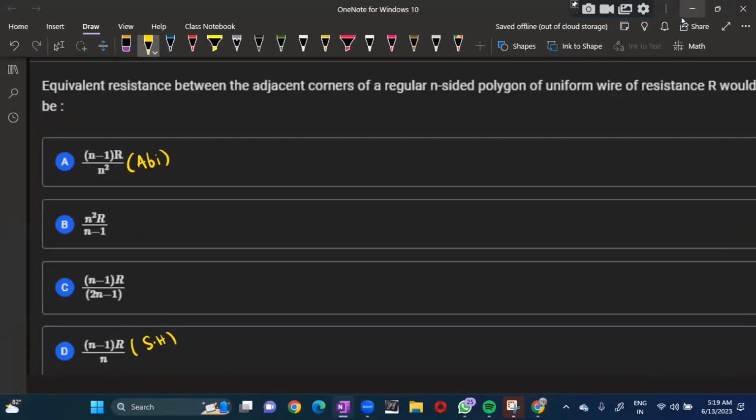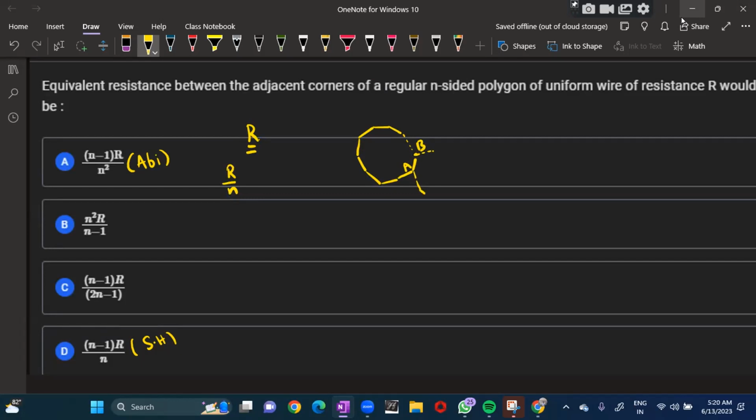Okay, so the equivalent resistance between the adjacent corners of a regular n-sided polygon of uniform wire of resistance capital R will be how much? So I will assume there are n number of sides like this, and I connected the battery between A and B. Total resistance of the wire is capital R, so each resistance is how much? R by small n.